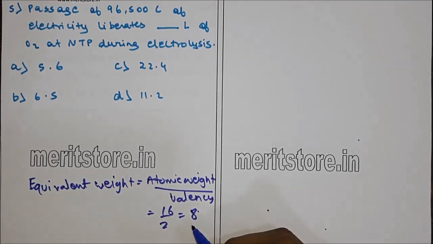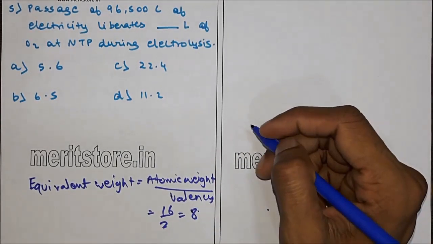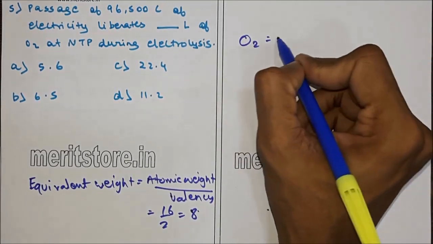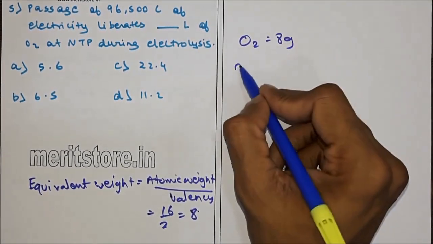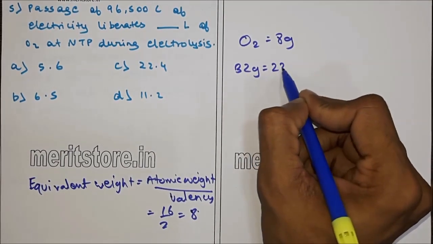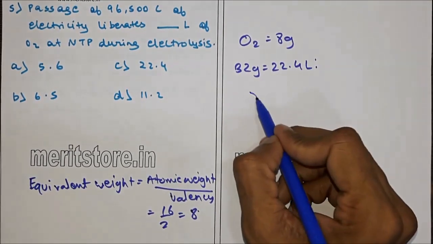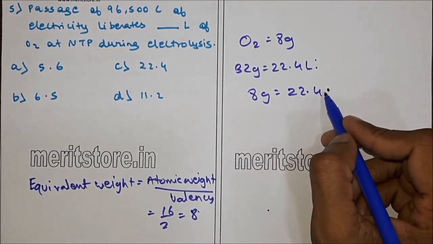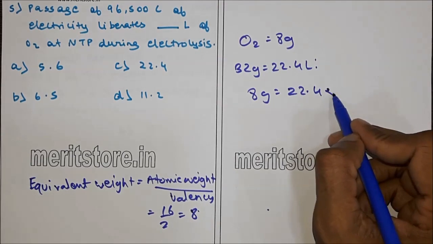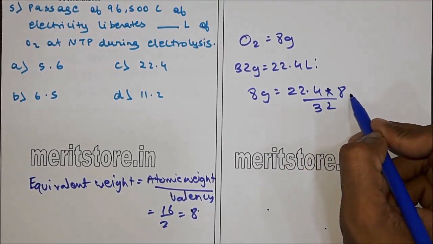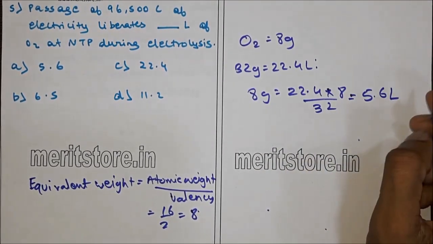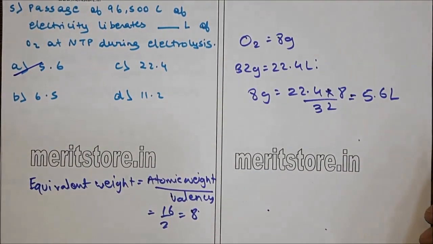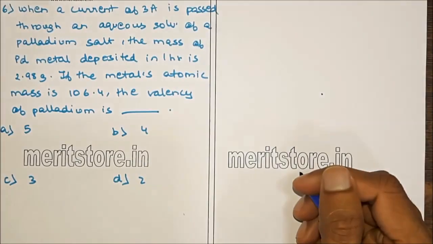Therefore 96,500 coulomb or 1 Faraday will liberate 1 equivalent of O2. So 1 equivalent of O2 is equal to 8 grams, and 32 grams is equal to 22.4 liters. Therefore 8 gram is equal to 22.4 into 8 upon 32, which is equal to 5.6 liters, which is, we see our answer matches with option A. Therefore option A is the correct answer.